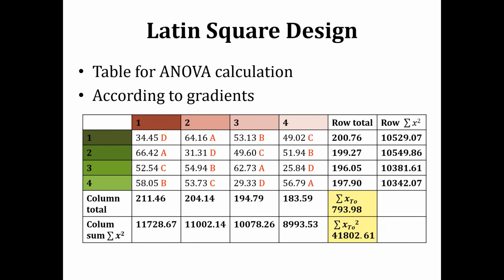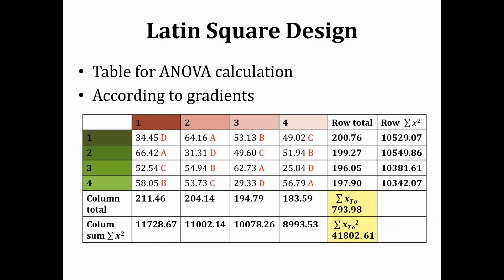And then we have the column total, which is 204.14. So this is the sum of column number 2, which is our gradient number 2 of the river, and it also has got all the 4 treatments and all the 4 gradients of the road. Then we have column number 3, which is our gradient number 3 of the river. This value is 194.79, and it has got all the 4 treatments and all the 4 gradients of the road.